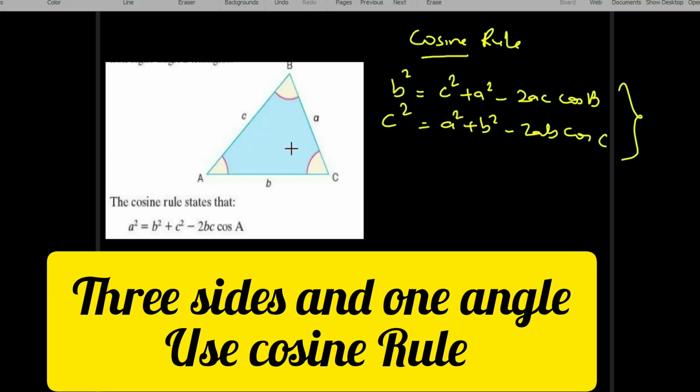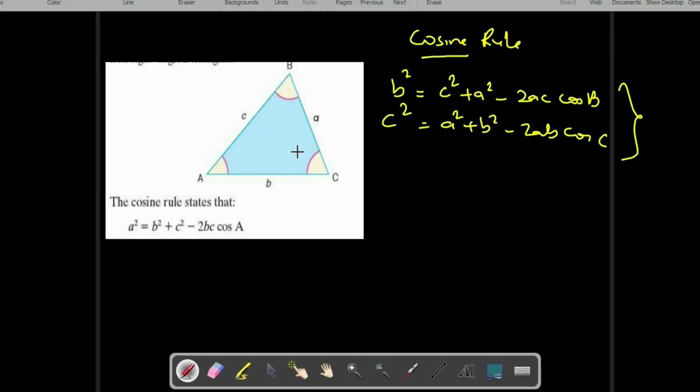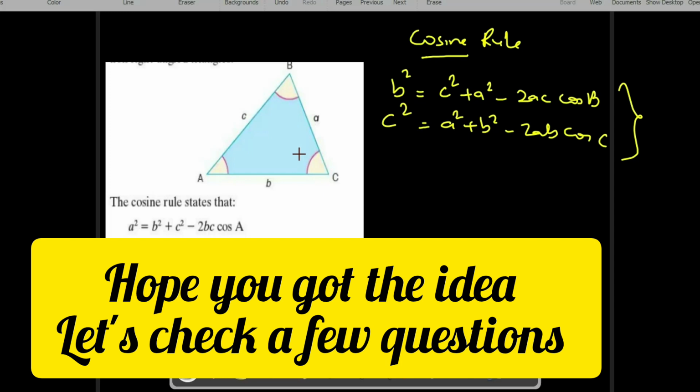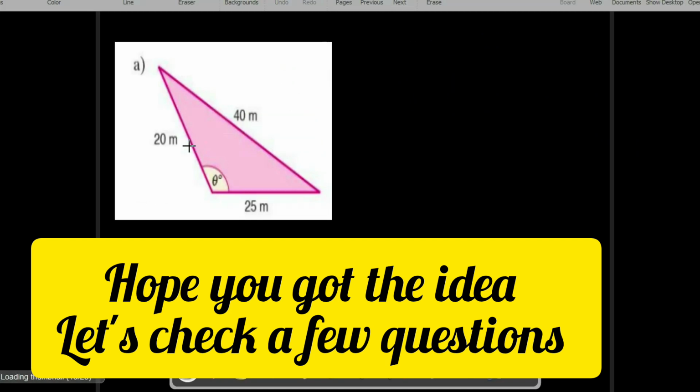In each case, the relation is between three sides and one angle. So whenever in a question three sides are given and one angle is given, or they are asking us to identify one angle and three sides are given, we can go ahead and use the cosine rule. Or if one angle and two sides are given and they are asking about the third side, then also we can use the cosine rule. Let's solve a few questions, you'll get a better understanding.